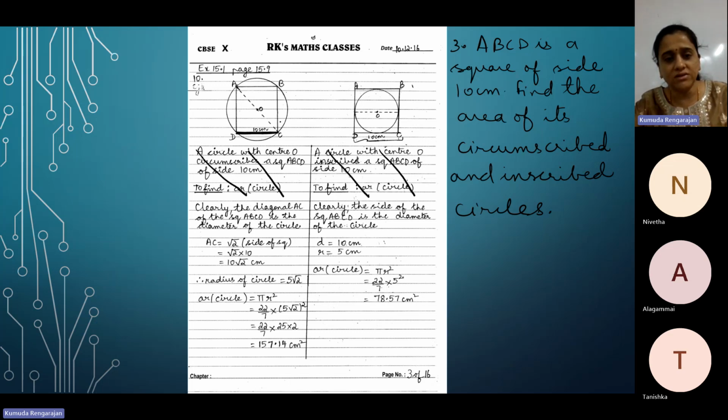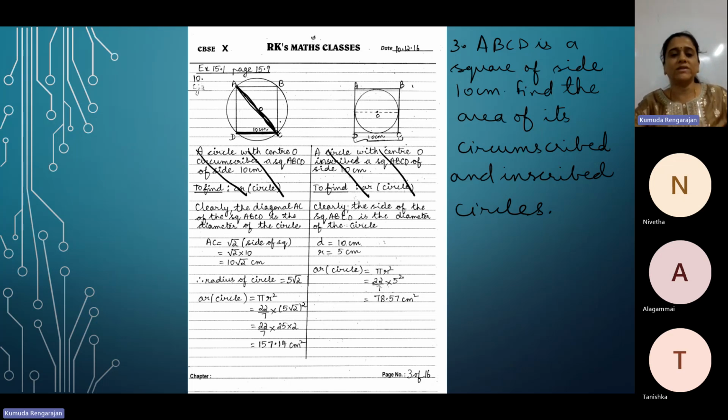Now, what is this? This is the diagonal. This line segment AC has two roles. It is the diameter for the circle and diagonal for the square. For the square, it is diagonal. For the circle, it is diameter. So if we find the diameter of the circle, half of that is the radius and we can find the area. So to find the diameter, we'll find the diagonal of the square.